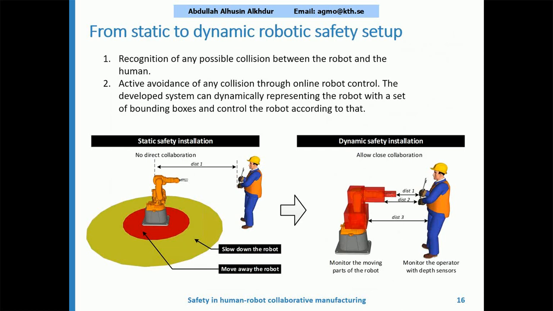This kind of setup dynamically represents the robot with a set of bounding boxes, as we can see in the figure on the right side, with different distances. These distances are monitored through the sensors, and the robot is controlled accordingly to keep the distance at an accepted level. In this example, the robot is monitored through the joint values and the CAD model of the robot, while the operator, the human, is monitored through the depth sensors.